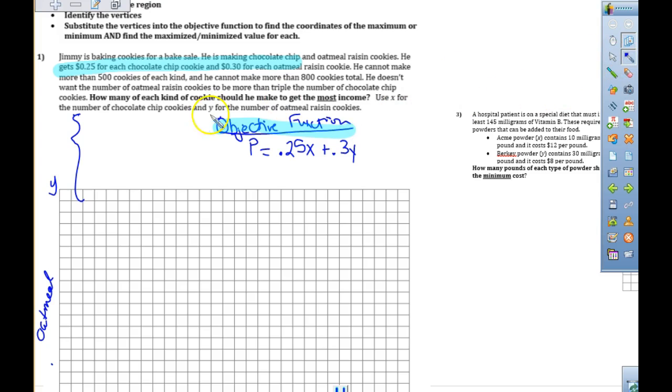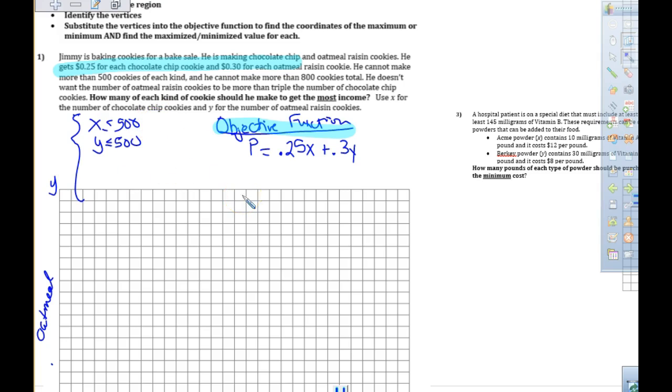Next we want to say, well, what do we know about all these types of cookies? Keeping in mind X is chocolate chip and Y is raisin. The first statement says that he cannot make more than, what did it say first? 500. Yeah, he can't make more than 500 of each kind. That means that X has to be less than or equal to 500, and Y has to be as well. So right there, that's a couple points for each of these.